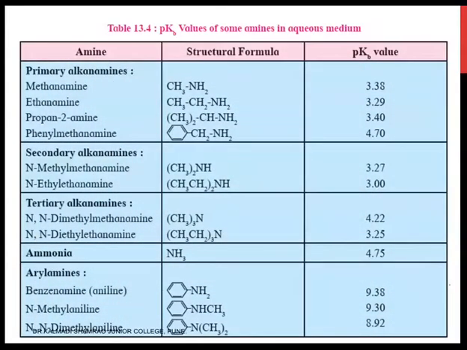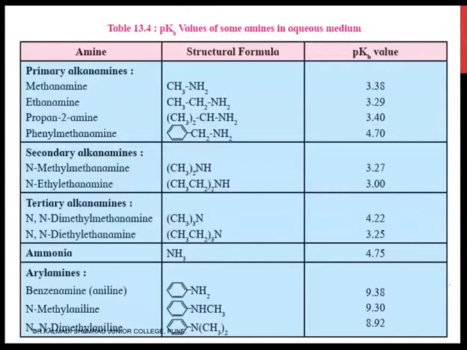The following table gives us the pKb values of some amines in their aqueous medium. Let us see them one by one. In primary alkane amines, we observe that ethanamine at second position has the lowest pKb value of 3.29, so it is the strongest amongst the four. For secondary alkane amines, N-ethyl ethanamine has a pKb value of 3, which is lesser than the previous one. Hence it is stronger. In case of tertiary alkane amines, N-diethyl ethanamine has a pKb value of 3.25, which is less than the pKb value of N-dimethyl methanamine.